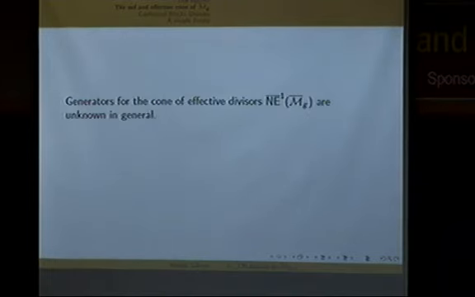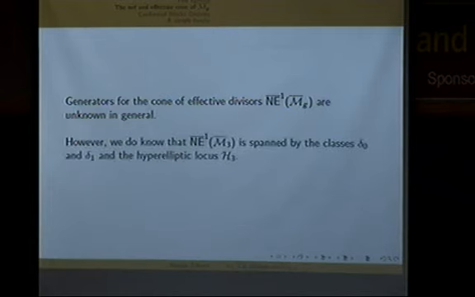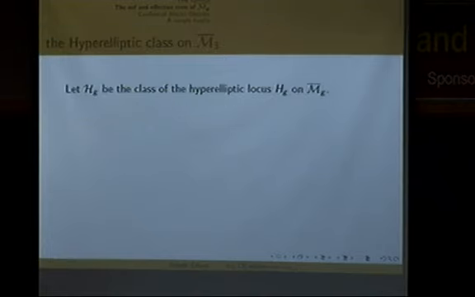Okay, so now the effective cone of MG bar is just, nobody knows. But we do know what's going on for M3 bar. So we know that the effective cone for M3 bar is spanned by delta 0, the hyperelliptic locus, delta 1, and the hyperelliptic locus.